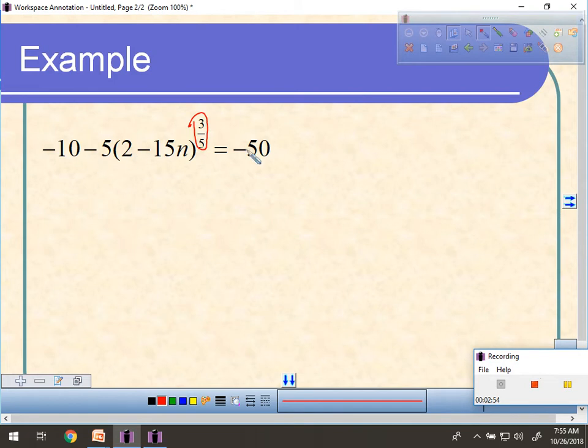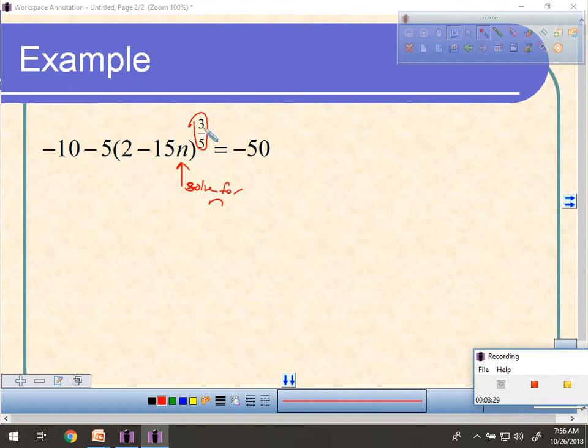Now, notice that this is an equation. My equation for this is solving it for n. That's my variable, is n. I want to solve for n. And so this is negative 10 minus 5, open parentheses, 2 minus 15n, to the 3/5, equals negative 50. So I want to solve that for n, and so then I want to get this by itself.